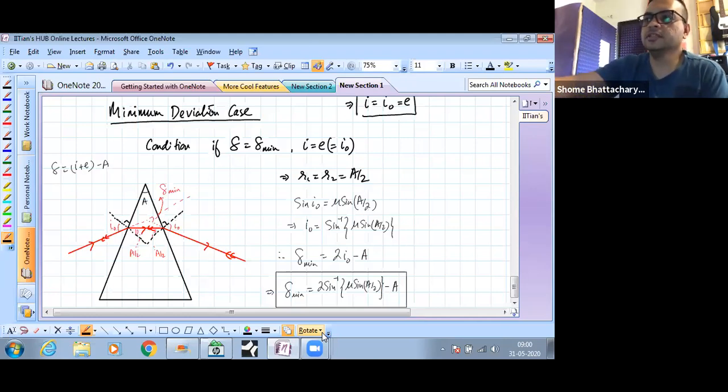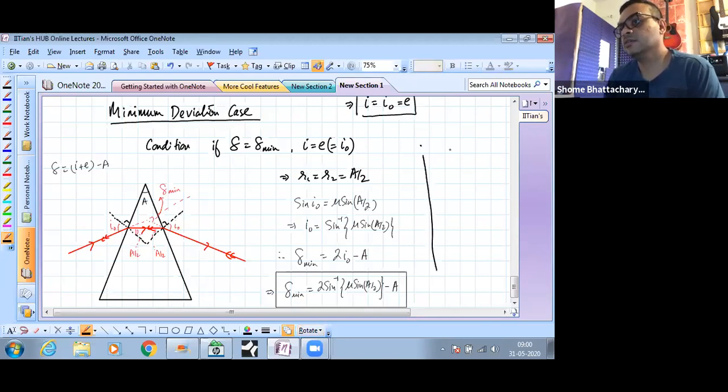Okay, so again, let's check out what we are getting for our example which we have taken. In our example, we have taken the angle of the prism to be 60 degrees and refractive index to be 1.5. See what you get for I naught, and accordingly what you get for minimum deviation.